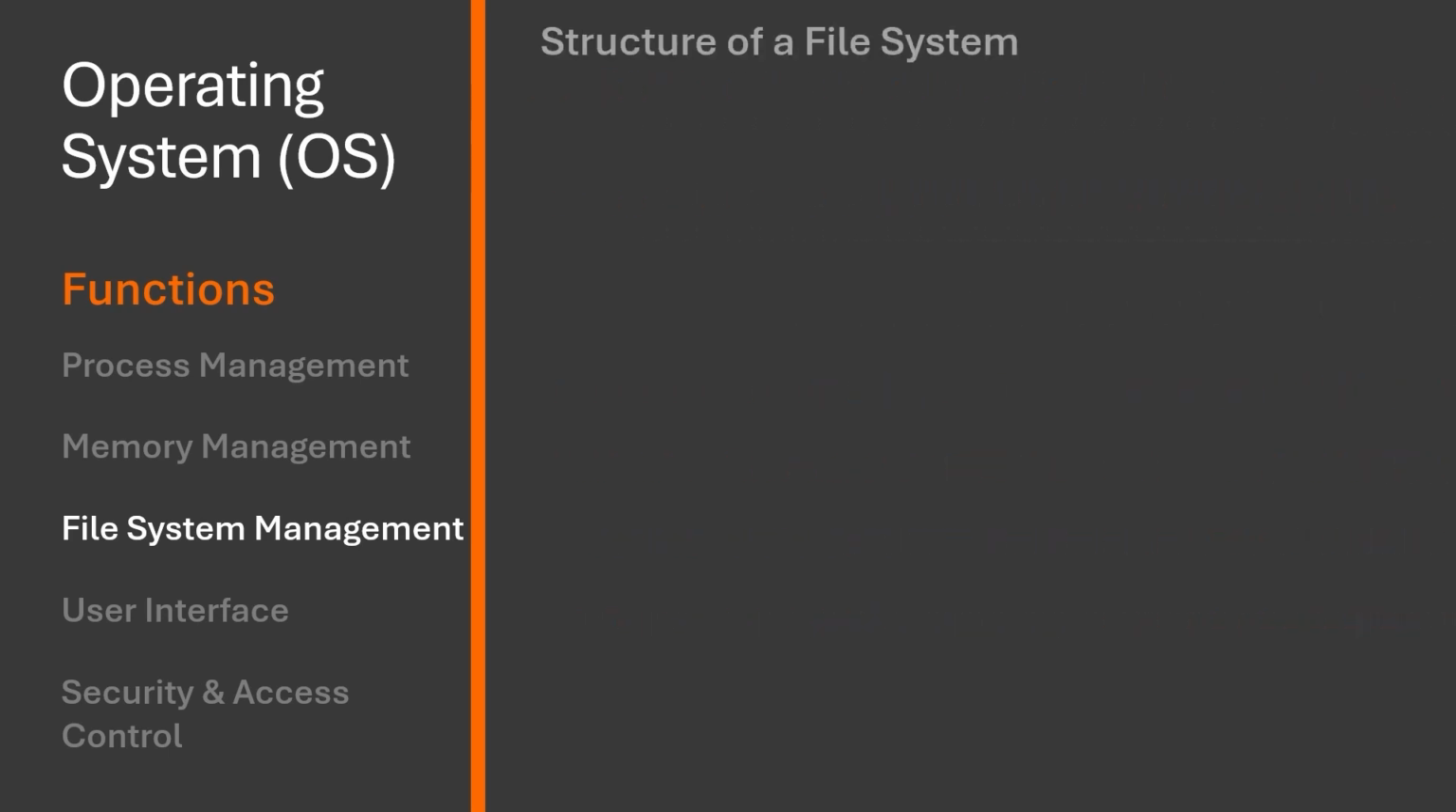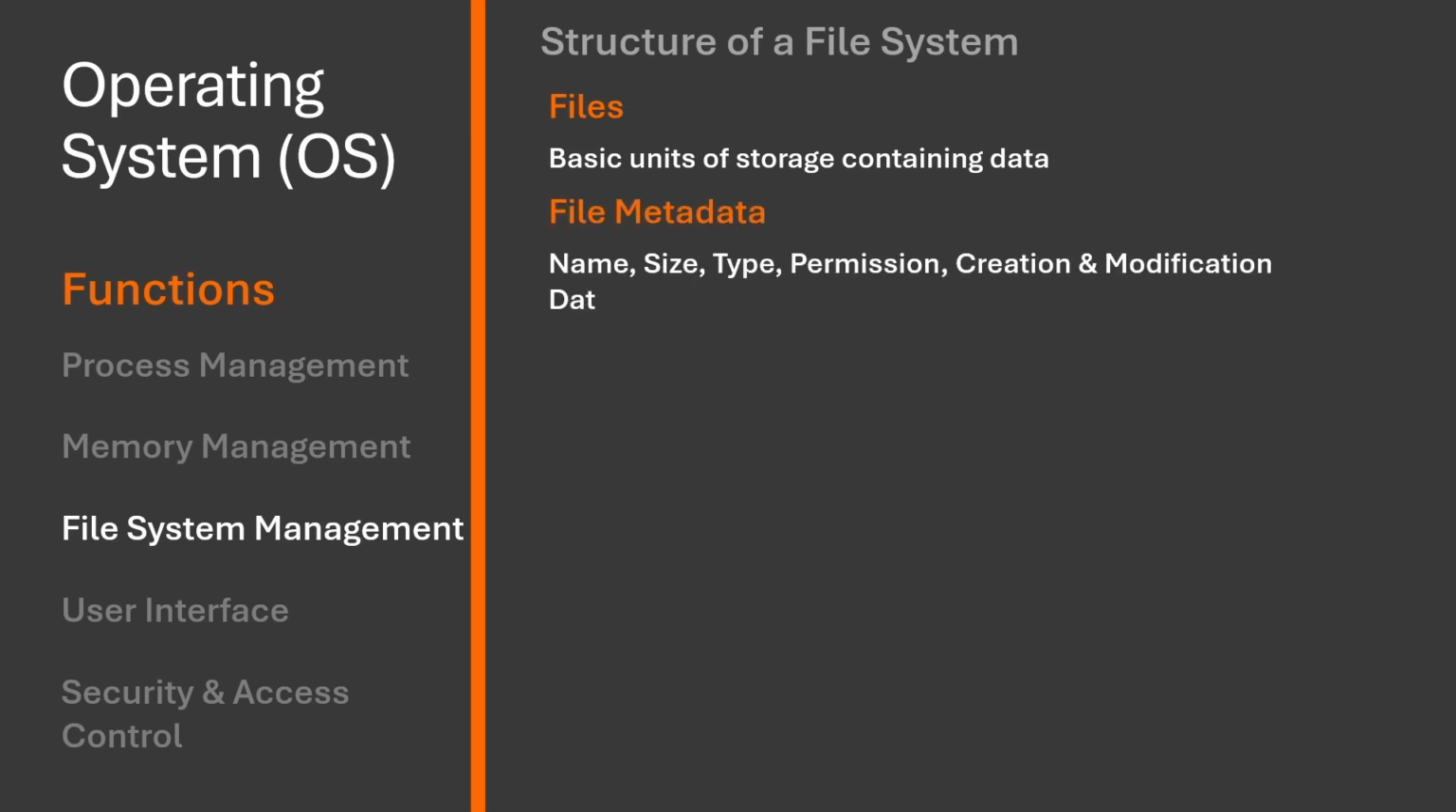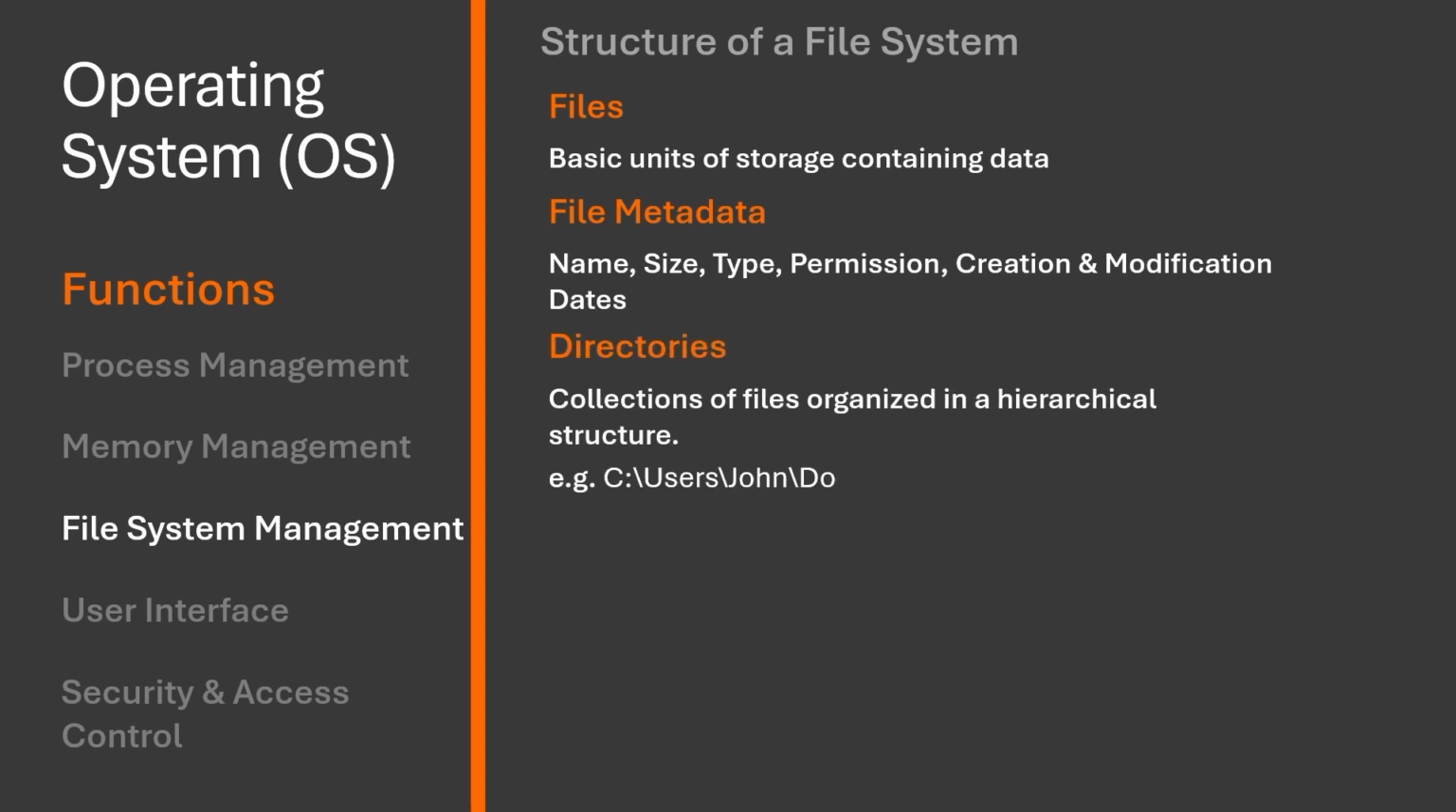A file system typically organizes data in layers. We have files, which are basic units of storage containing data, for example, a document, image, or video. Then we have file metadata. Metadata includes information about a file such as its name, size, type, permissions, and creation and modification dates. There are directories or folders, which are a collection of files organized in a hierarchical structure. For example, we can see the following file path, which includes the directory and the file name.